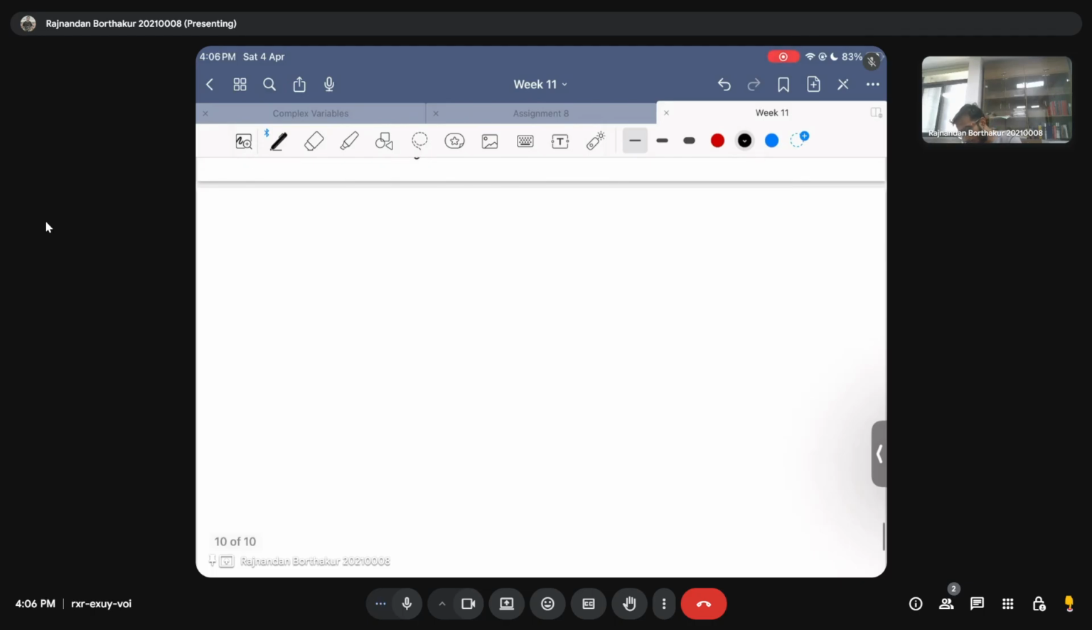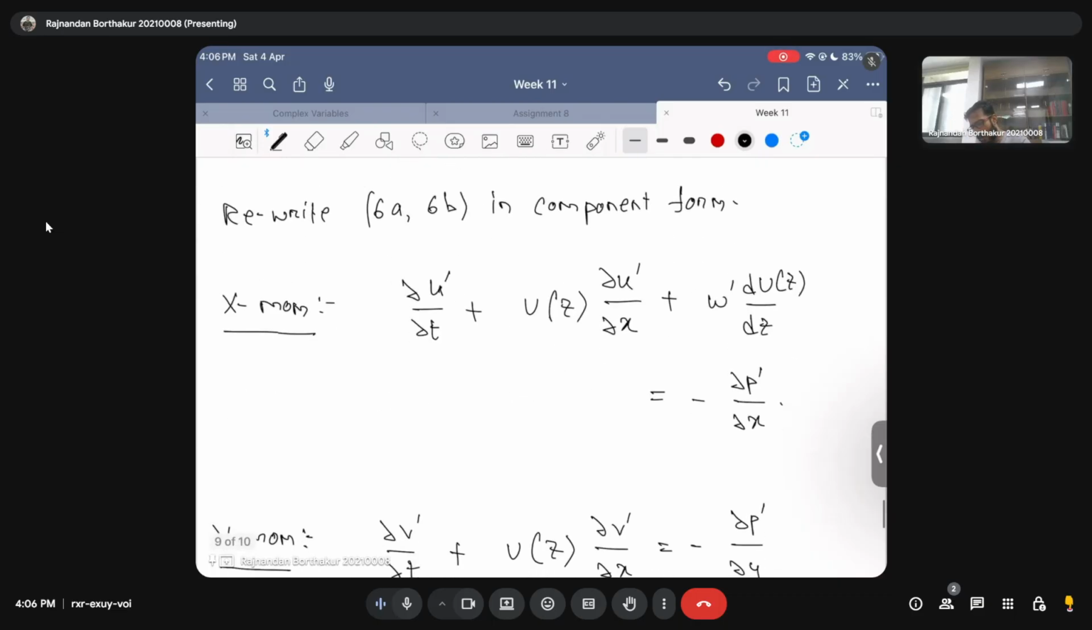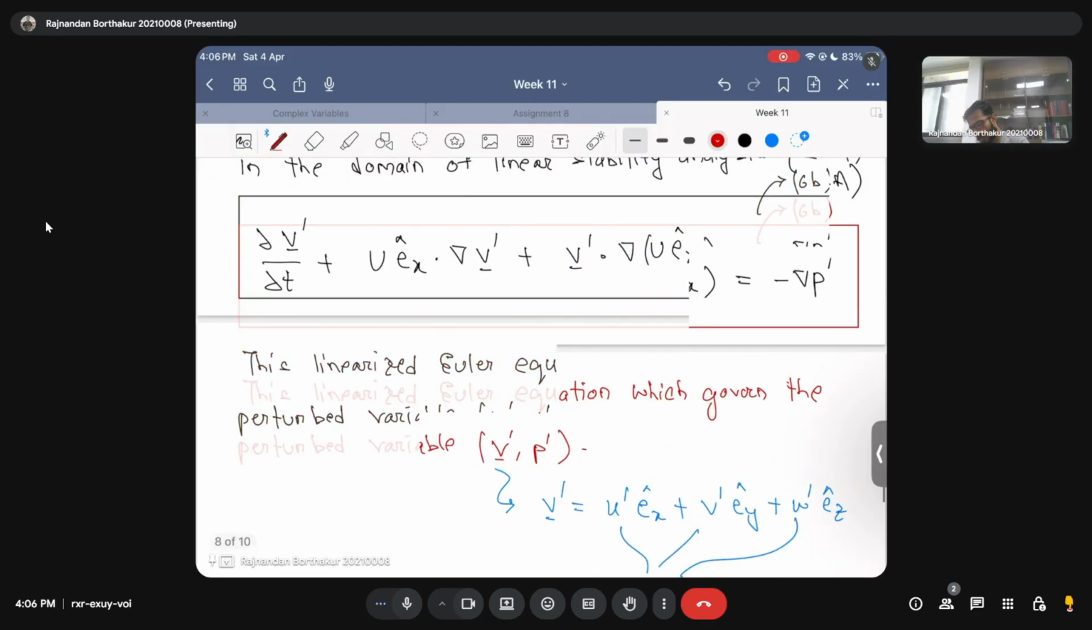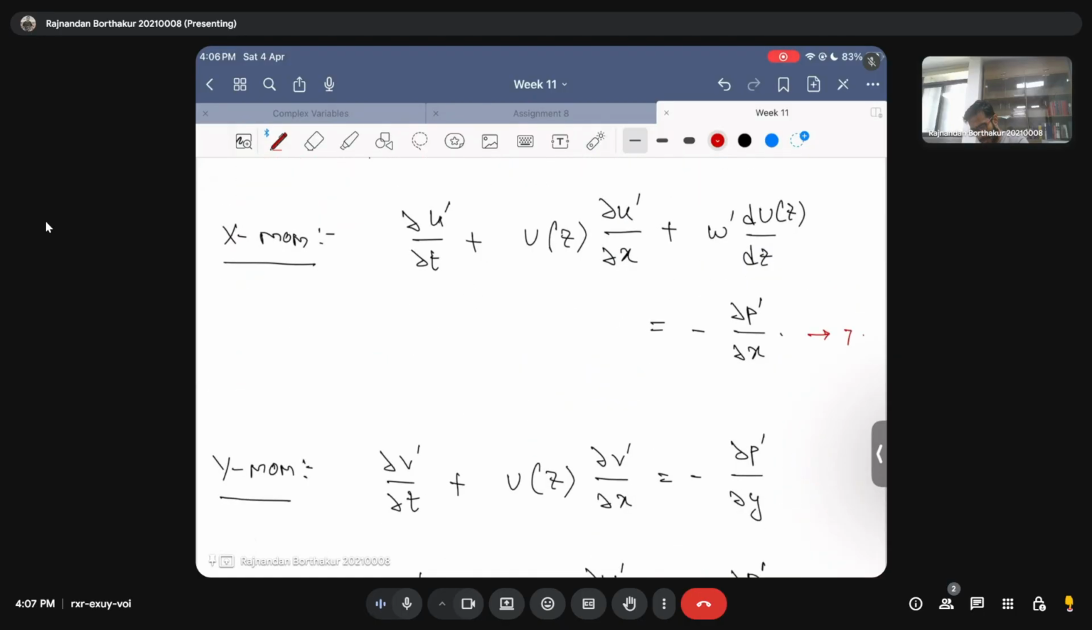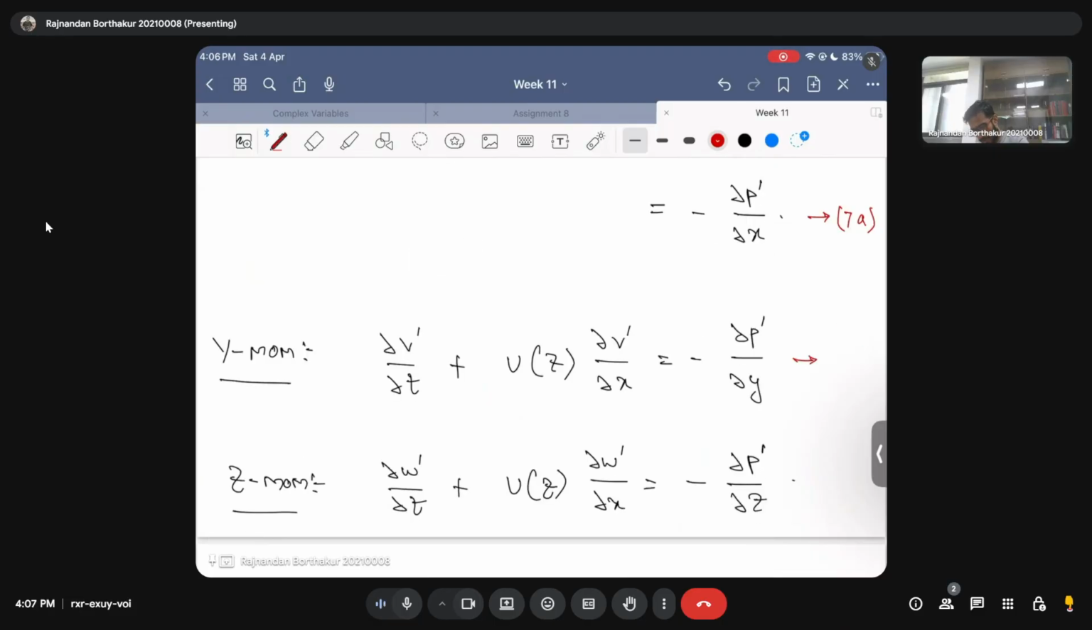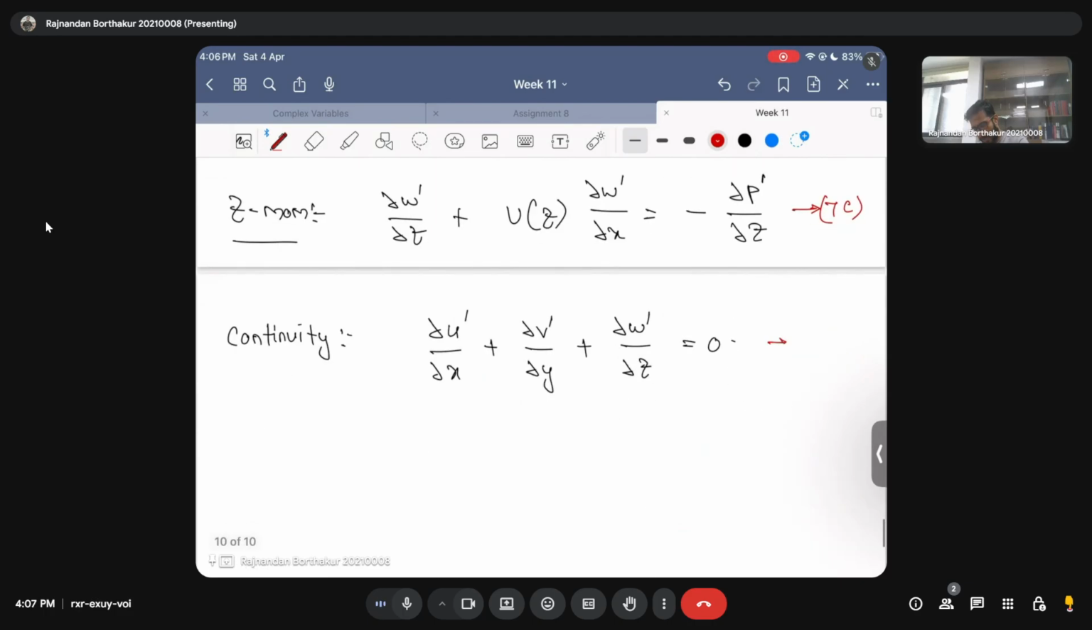And remember, we also have the continuity equation. The continuity equation is just trivial. It is just going to give you del u prime by del x plus del v prime by del y plus del w prime by del z, because the continuity equation is itself linear in v prime. So that's the continuity equation. Maybe we'll name these equations. I'll name the first equation 7a, I will name this 7b, I'll name this 7c, and I'll name this 7d.